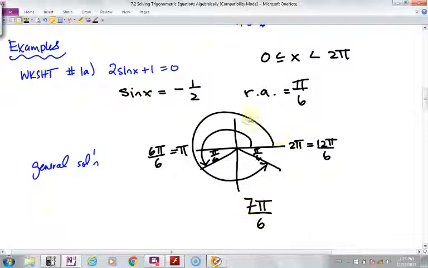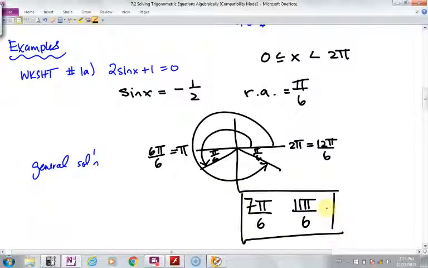And what about the second angle in the fourth quadrant? It's 12 pi by 6, back it up a pi by 6. So 11 pi by 6. So that's my solution between 0 and 2 pi. Notice that I have two solutions because I'm going to have one period from 0 to 2 pi.